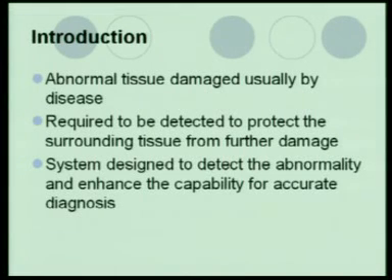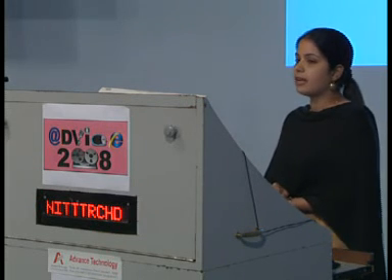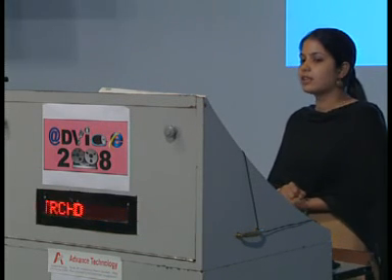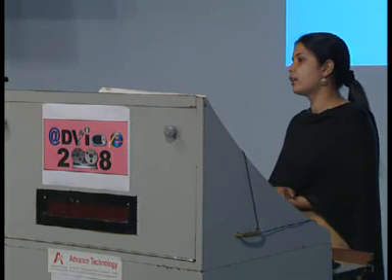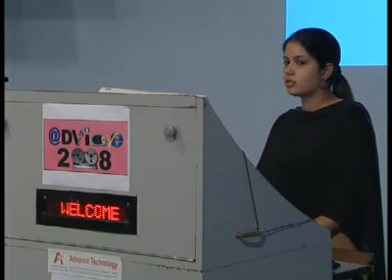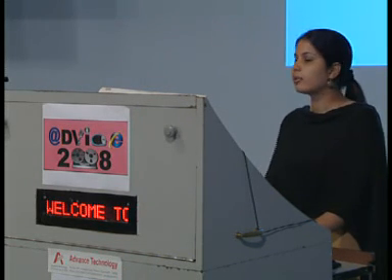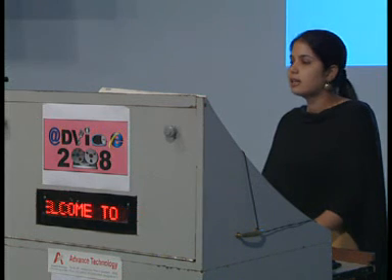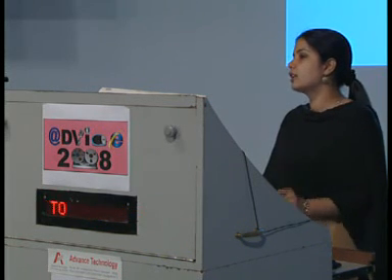Lesion is an abnormal tissue usually damaged by disease, and it is required to be detected so as to protect the surrounding tissues from further damage as well as to cure the lesion itself. So this system is designed to detect the abnormality as well as to enhance the capability for accurate diagnosis using a fast neural network.